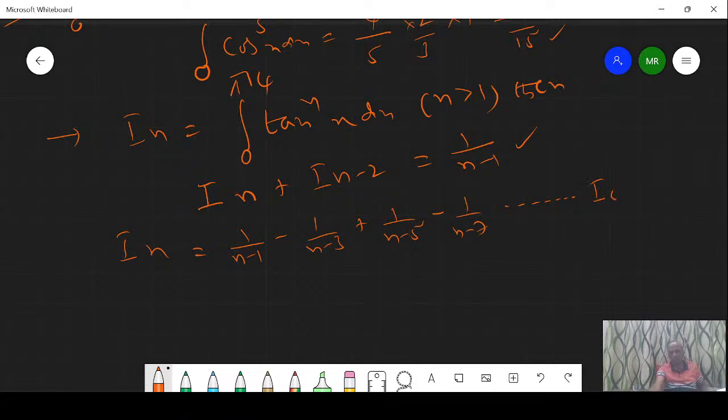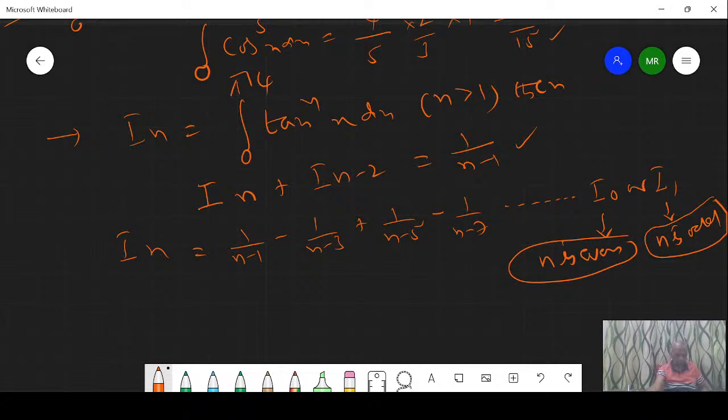At the end it comes I naught or I1. I naught means tan power 0, that is 1, dx; or I1. So whenever n is even it comes I naught, and when n is odd it ends with I1. Like that you can remember. When n is even it will be I naught. If this is even, this is odd. When n is odd, it ends with I1.